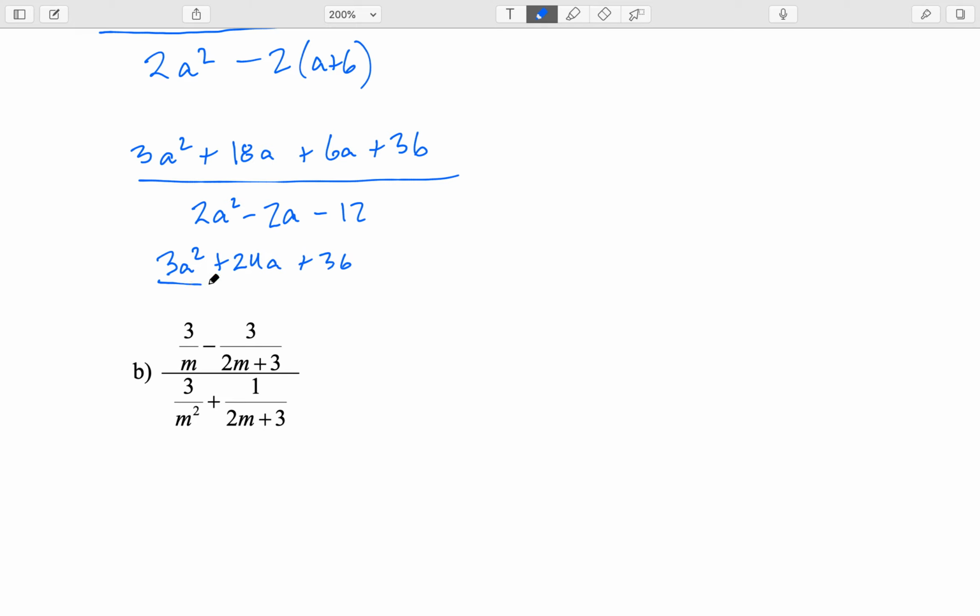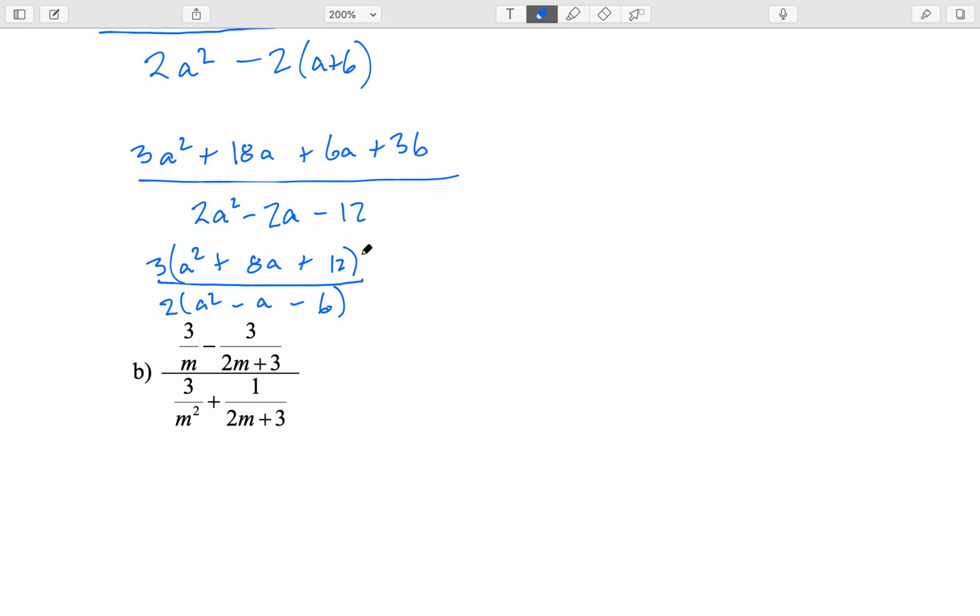That's a trinomial. You know what? They're all divisible by 3. I can factor out a 3. Actually, let's do that right now. If I was to factor out the 3, 36 becomes 12, this becomes 8, and the 3 I can divide out. A squared plus 8A plus 12. And the bottom is 2A squared minus 2A minus 12. Looks familiar. It's a trinomial. They're all divisible by 2. Let's factor out the 2. Let's do that. 2 bracket A squared minus A minus 6.